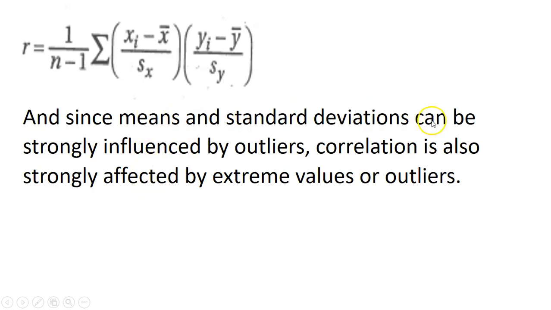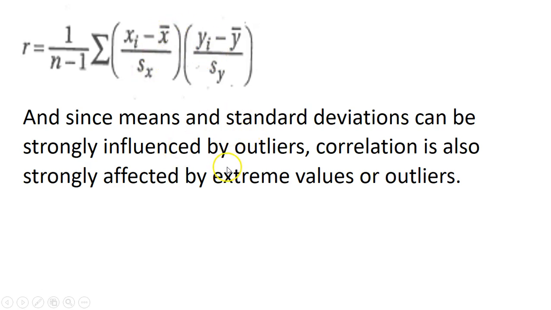And since means and standard deviations can be strongly influenced by outliers, correlation is also strongly affected by extreme values. You have to keep that in mind. Like the one where we have the line going down, when you have one point randomly down here, it can be strongly affected by outliers, which means the mean and standard deviation are also affected. Just got to keep that in mind.